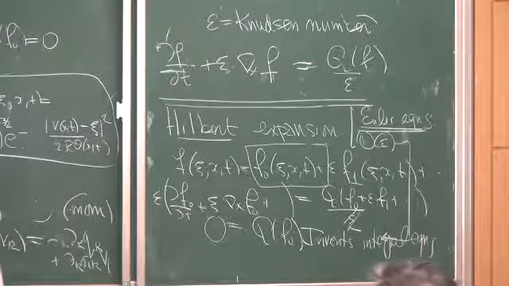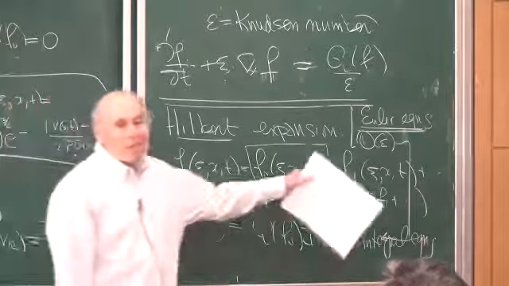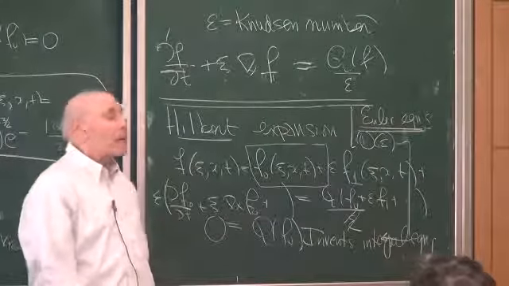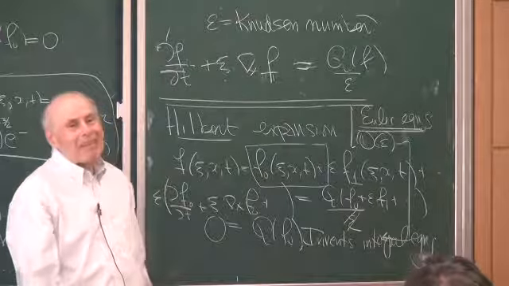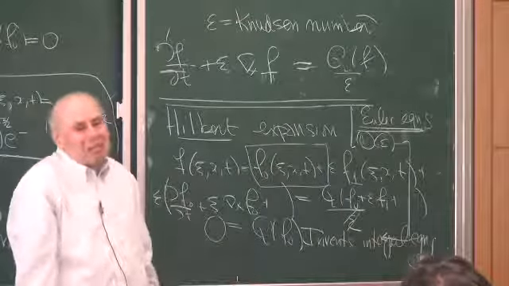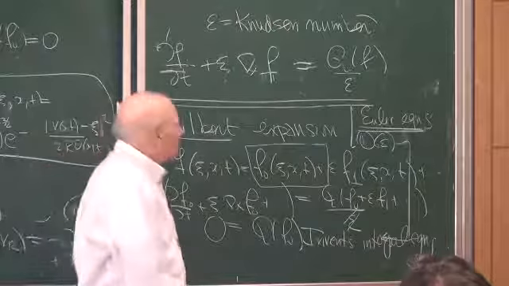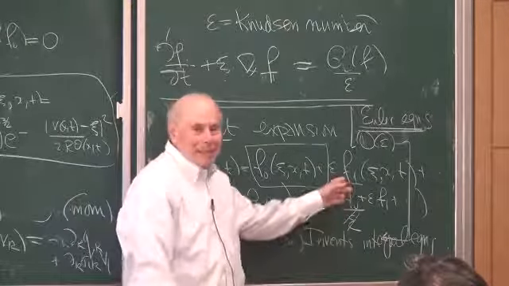The bad news is he doesn't know what F1 is. So it's a typical mathematics result. I have existence and uniqueness, but the actual answer, I don't know. Okay, so this is where Hilbert stops.